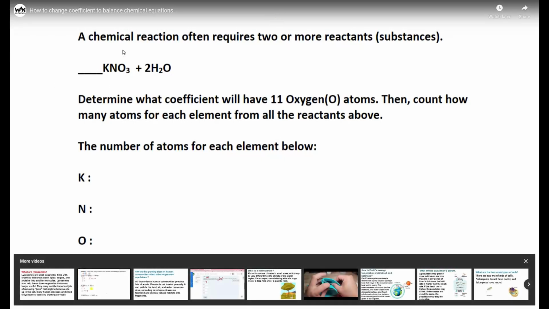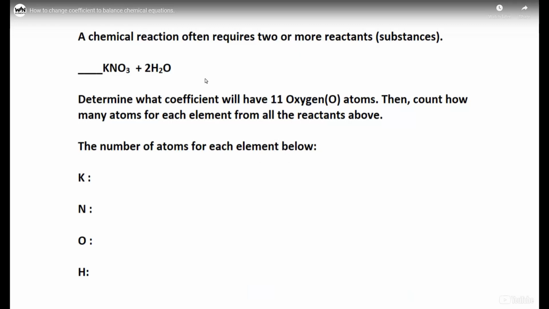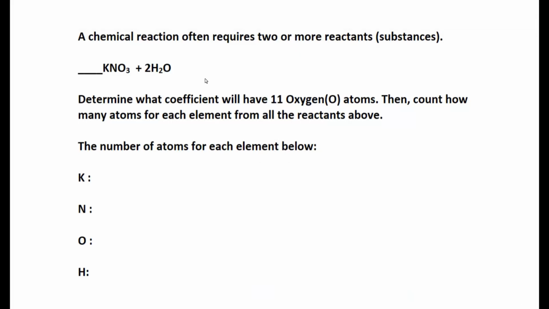So what do you notice right away, right? Now we have two substances, but one of them is missing the coefficient. This is where it's getting a little bit more tricky. Well, in this lesson, we are going to focus on determining the coefficient for a particular reactant based on how many of the atoms for particular elements that we need to have in those reactants.